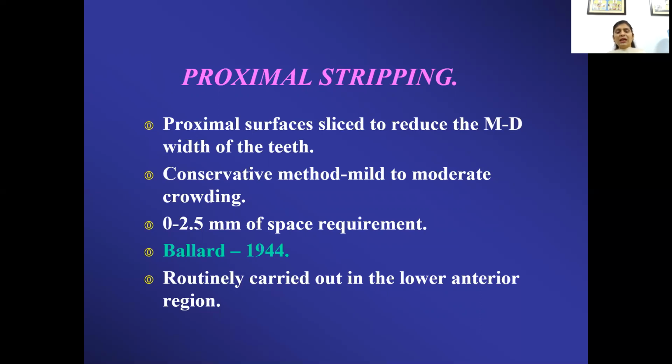So proximal stripping, as the term suggests, proximal means mesial or distal and stripping is removal. So we are removing something from the proximal surfaces. Now what is that removal? That is enamel removal. So proximal surfaces are sliced to reduce the mesiodistal dimensions in cases with mild to moderate discrepancy. So whenever this discrepancy is between 0 to 2.5 millimeter, we can correct that patient's crowding by proximal stripping.